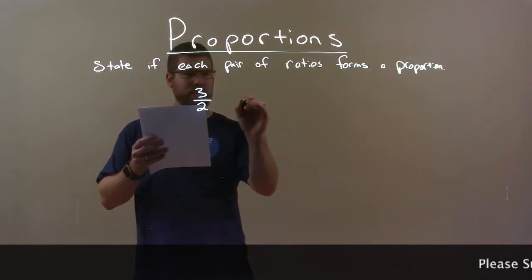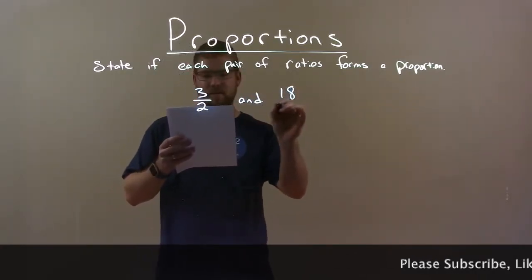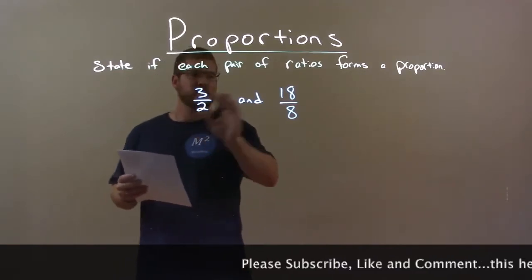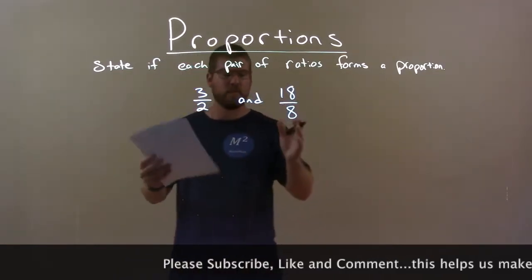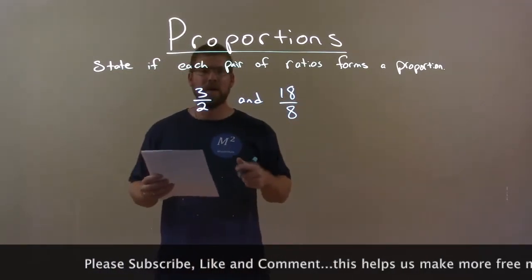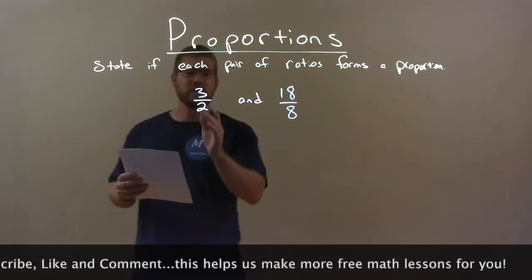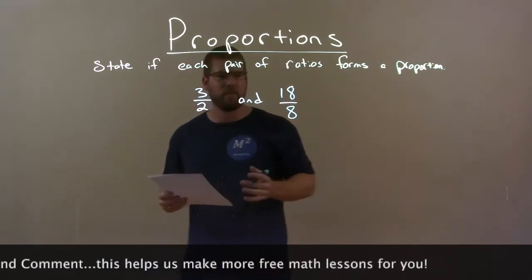3 over 2 and 18 over 8, okay? Well, first thing I like to do is try to simplify both of these ratios, and in the simplest form, if they're the same, we're good. If not, then we don't have an answer here, okay? So 3 over 2 is already in simplest form. I can't break that down anymore.